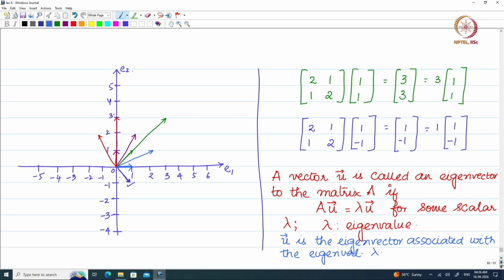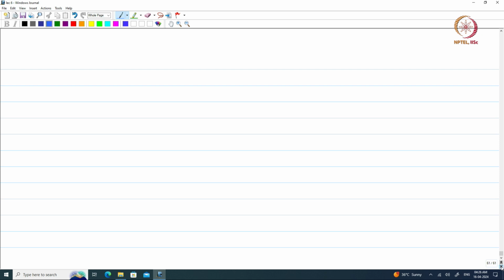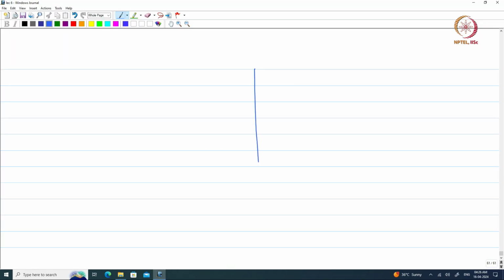Now, the question is, how do we find these eigenvectors, how do we find the eigenvalues, what is the use of these eigenvalues and eigenvectors, where do we use these applications? These are things which we will look at at a later point of time, but right now what we will do is try to find out a way to get the values of eigenvalues and eigenvectors. Okay. So, that is what we are going to do.